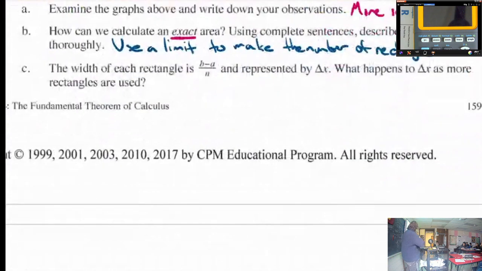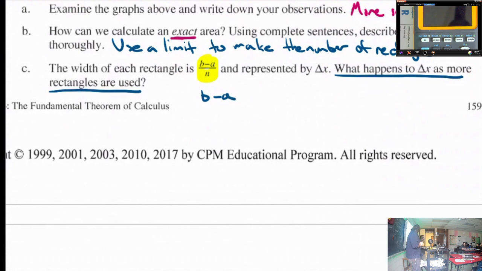Here's a good question to think about too. In question C, the width of each one of these rectangles is represented by b minus a over n. That's what we call delta x. So what happens to delta x as more rectangles are used? Here's what happens: that b minus a stays the same, but n goes to infinity. So this is basically 0 over time, because b minus a is a constant number that's not changing. If you divide that constant width of the area you're looking for by more and more rectangles, each rectangle basically becomes a width of 0. Basically. It doesn't actually ever get there, but that's what you've got to think about.